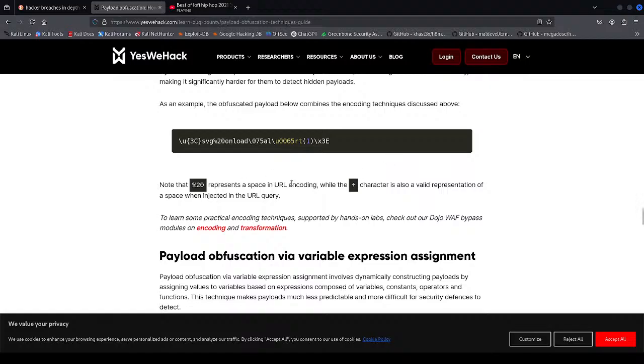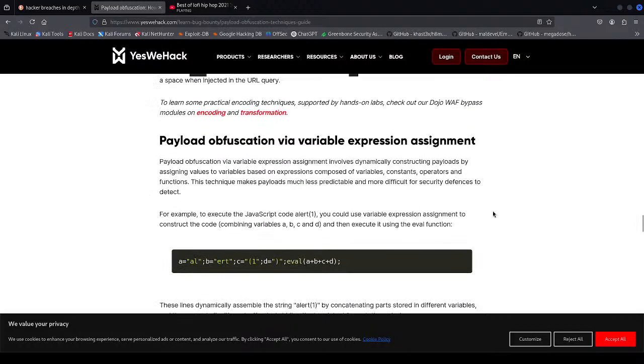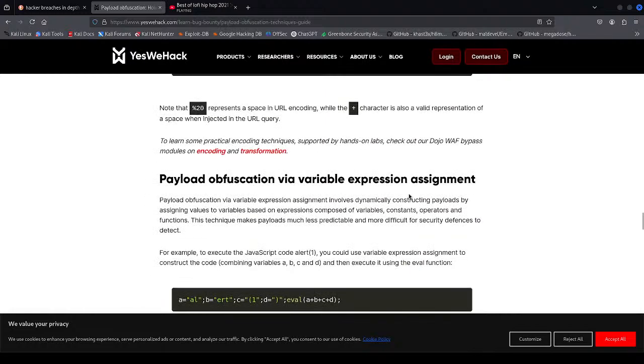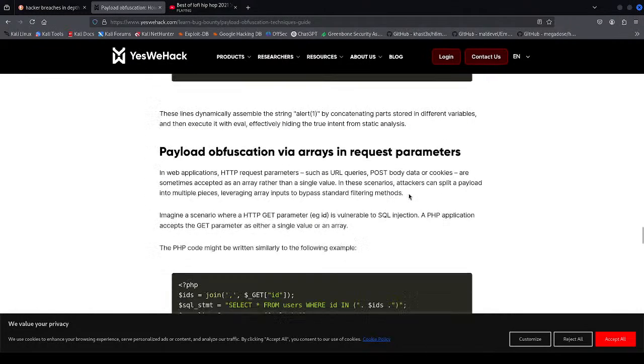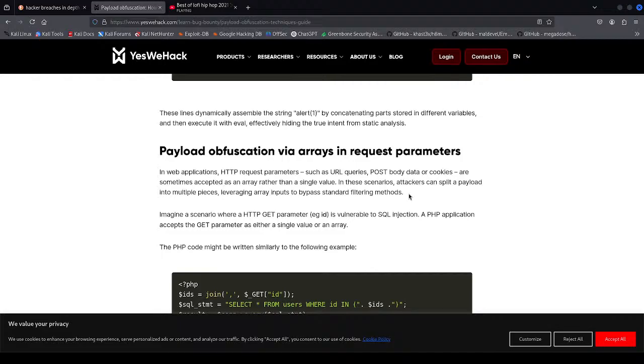Payload obfuscation via variable expression assignment. Alright guys, you know what? I would recommend you guys do this on your own time, because I came here to try to teach you guys about hacking breaches, not about payload obfuscation, if that makes sense.